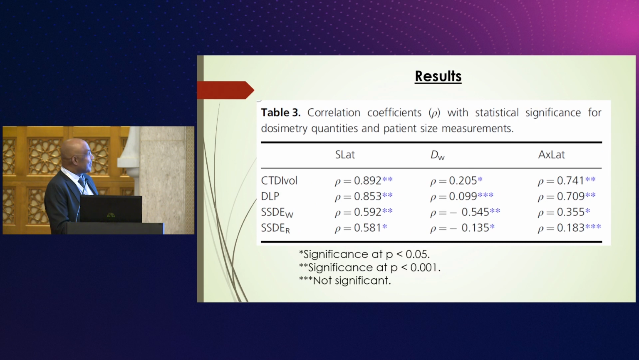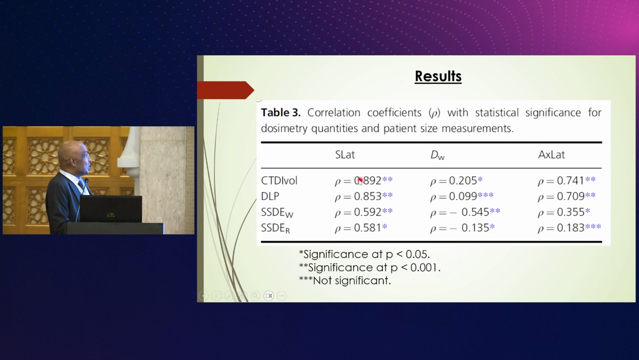The other correlations that we did were how the dosimetry quantities correlated with sizes. So this is the lateral size from the scout view. This is the water equivalent diameter, and this is the axial image lateral view. These stars indicate significance. The 3 stars mean it's not significantly correlated, but 1 and 2 stars are. So the 2 stars are correlated at a 0.001 level.